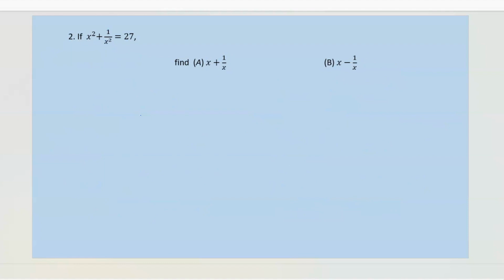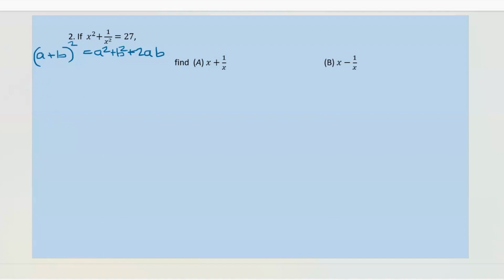If x squared plus 1 over x squared equals 27, find x plus 1 over x. We are going to be using the same formula over here too. So (a plus b) whole square equals a squared plus b squared plus 2ab. Again, if you don't remember these formulas, you might want to check out the video that we have in Math Reel named Algebraic Formulas.